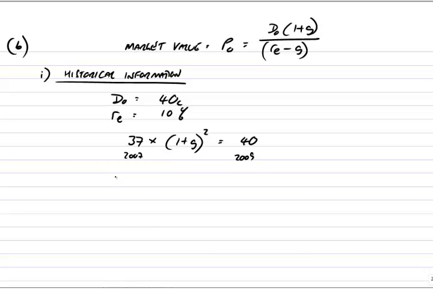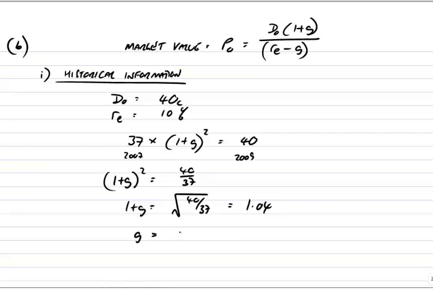And so the average, 1 plus G squared, is 40 over 37, or 1 plus G is the square root of that. Well, the square root of 40 over 37 is 1.03, about 1.04. And so G, the average growth rate, is 0.04 or 4% per annum.